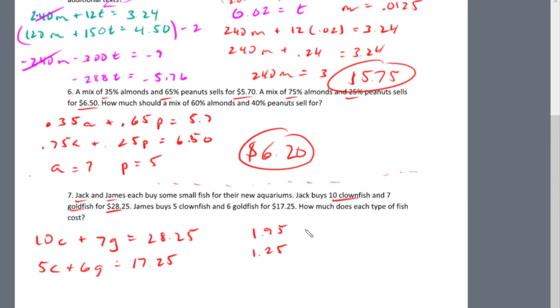So this is how much clownfish are. And this is how much goldfish are. Done. Wonderful world of matrices.